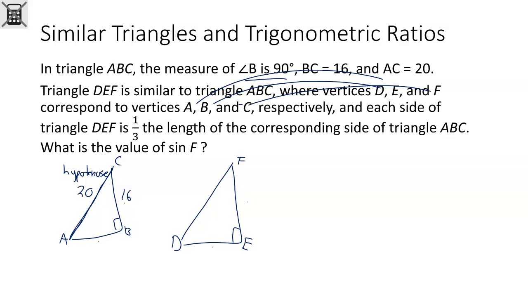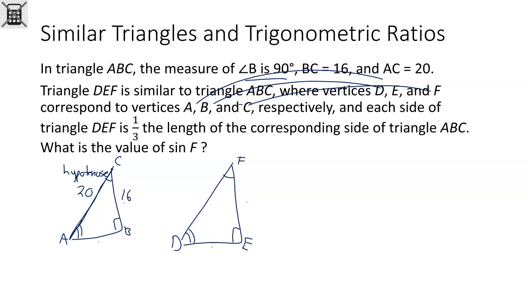Alright? The other thing that's really, really important about similar triangles is that the corresponding angles will have the same measures. Okay? So whatever the measure of angle C is will be the measure of angle F. Whatever the measure of angle A is will be the measure of angle D. And then we see that B and E are the same because they're both right angles. All right? That's the really important part.